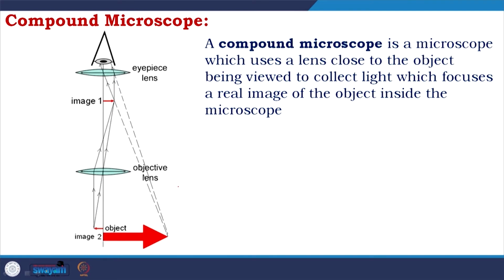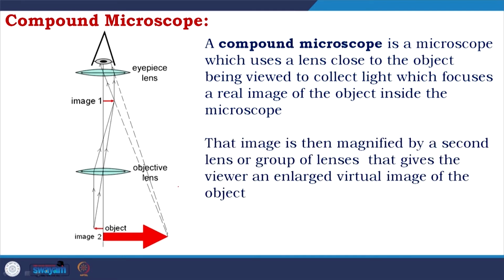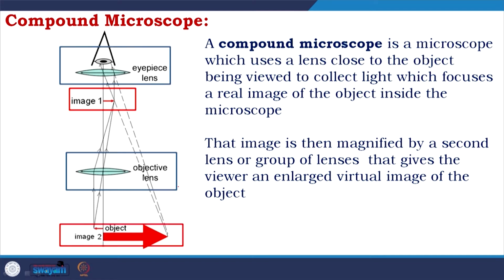So, you use a combination of an eyepiece lens and an objective lens. That image is then magnified by a second lens or group of lenses that gives the viewer an enlarged virtual image of the object. So, this is the objective lens creating image 1 and this is the eyepiece lens creating the further enlarged object. Now, here is the compound microscope, this is a basic representation of a compound microscope. You put a series of lenses, it becomes a real microscope.